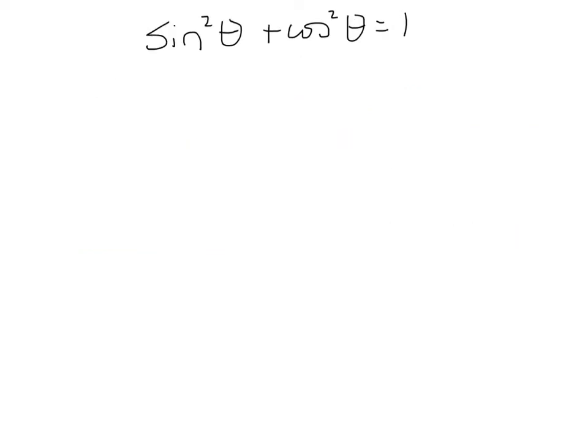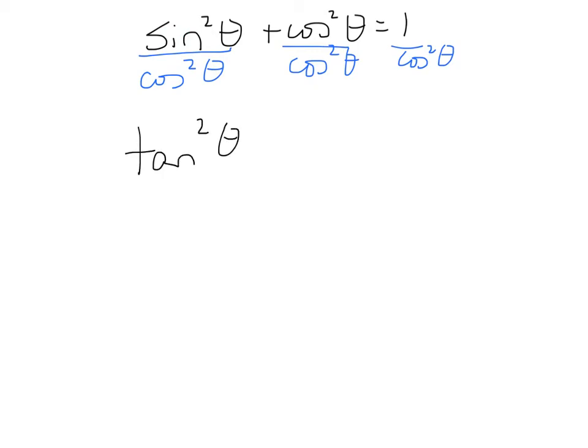Okay, I'm back to my main identity again. This time I'm going to divide every term through by cosine squared theta to see what happens. And as I manipulate each of these terms, I will end up with another new identity. So, once again, sine squared over cosine squared. Knowing that sine divided by cosine is tangent, sine squared divided by cosine squared will be tangent squared theta. Plus cosine squared divided by itself will be 1.